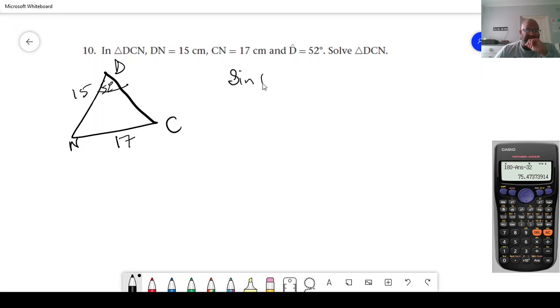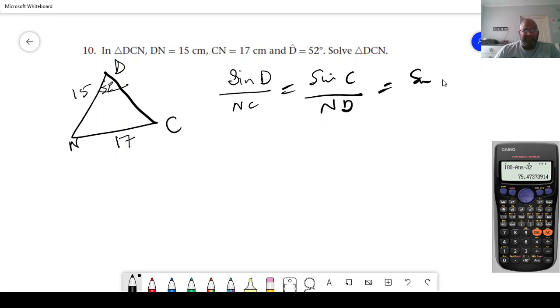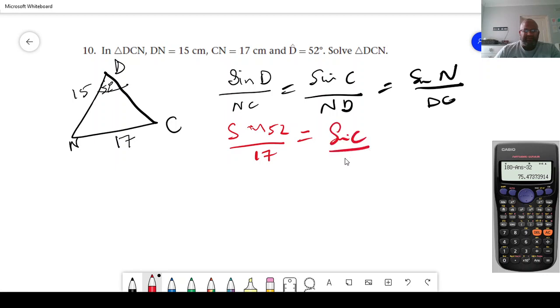So we say sine of angle D over NC, or lowercase d, is equal to sine of angle C over lowercase c, which is ND, is equal to sine N over lowercase n, which is DC. So let's fill in what we have. So we have sine of angle 52 over NC, which is 17. There's my known ratio. It's going to be sine of angle C, which I don't have, over ND, which is 15.